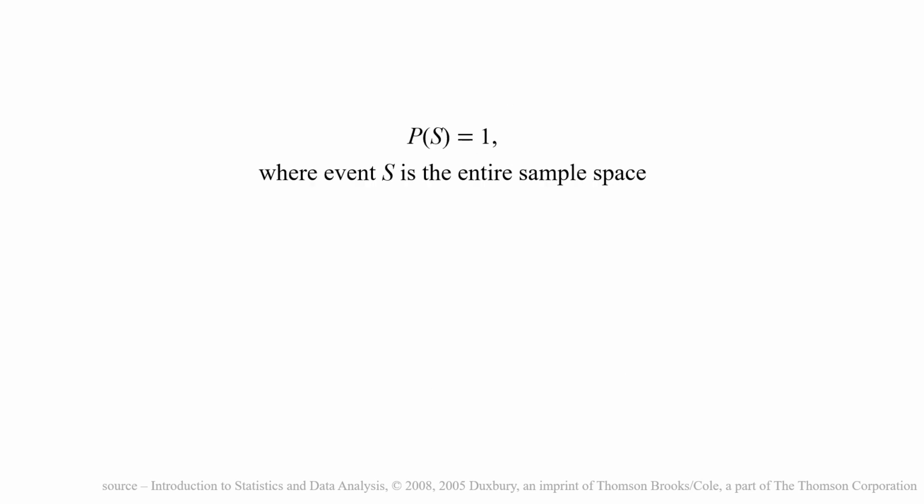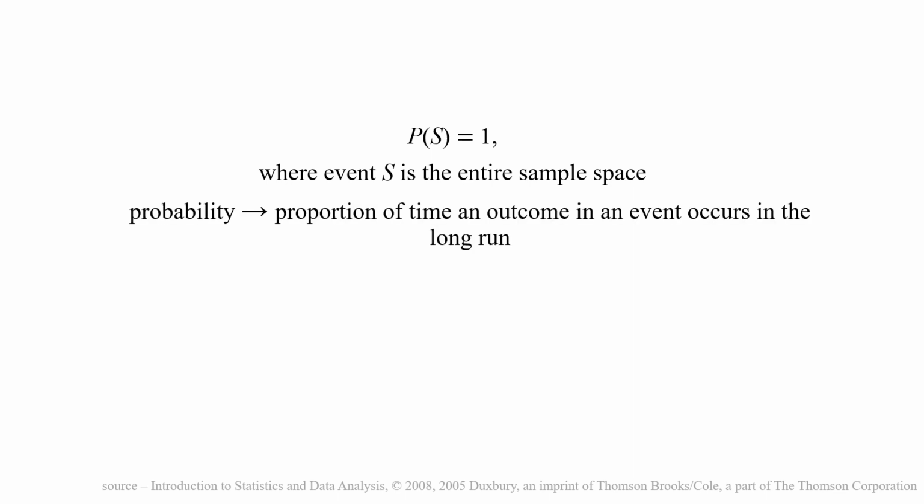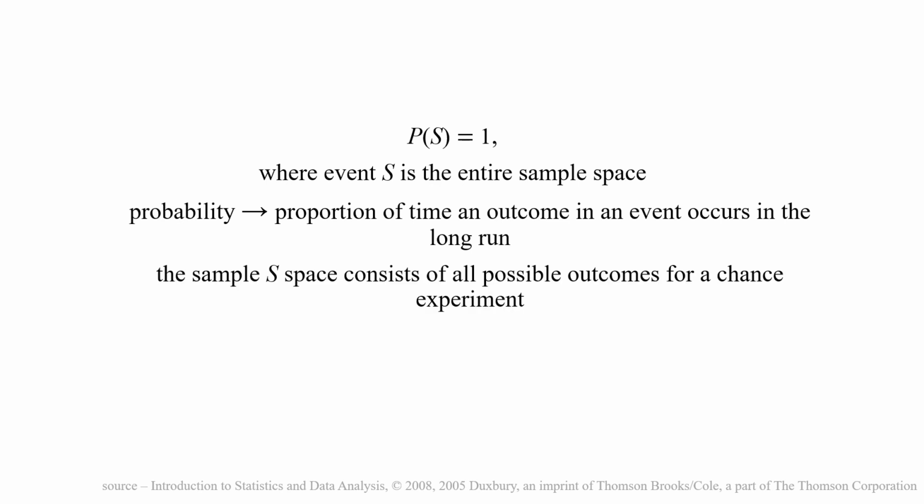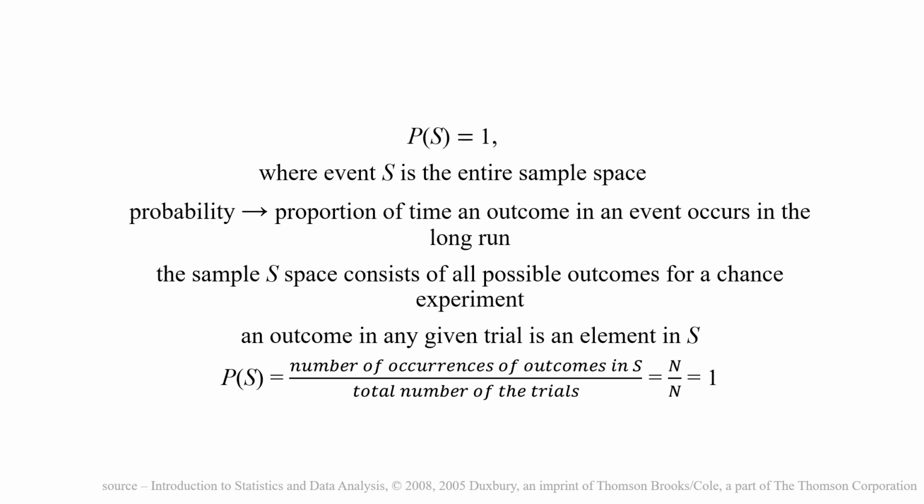Basic property number 2. Probability of S equals 1, where event S is the entire sample space. Because the probability of any event is the proportion of the time an outcome in an event occurs in the long run, and because the sample space S consists of all possible outcomes for a chance experiment, an outcome in any given trial is an element in S. Hence, probability of S, which is the number of occurrences of outcomes in S divided by the total number of trials, equals n divided by n, which is 1.